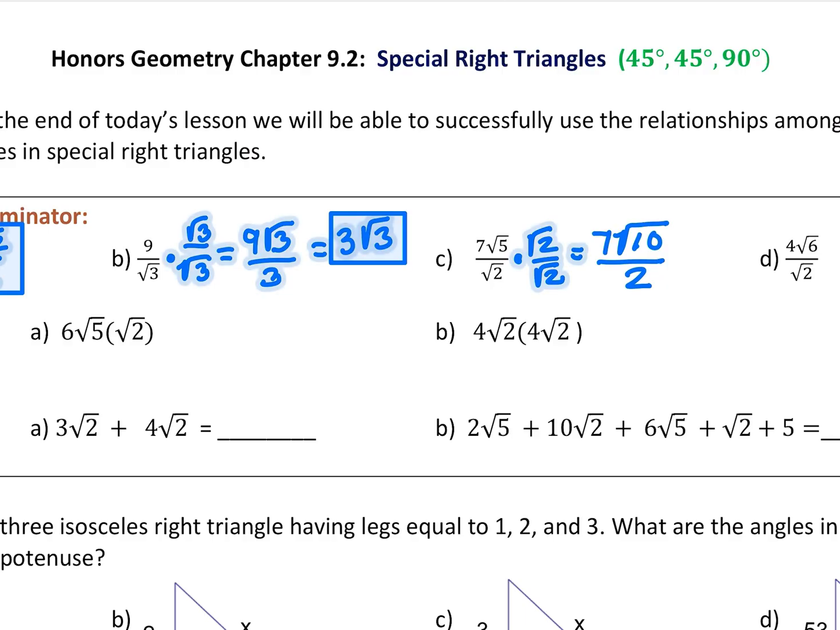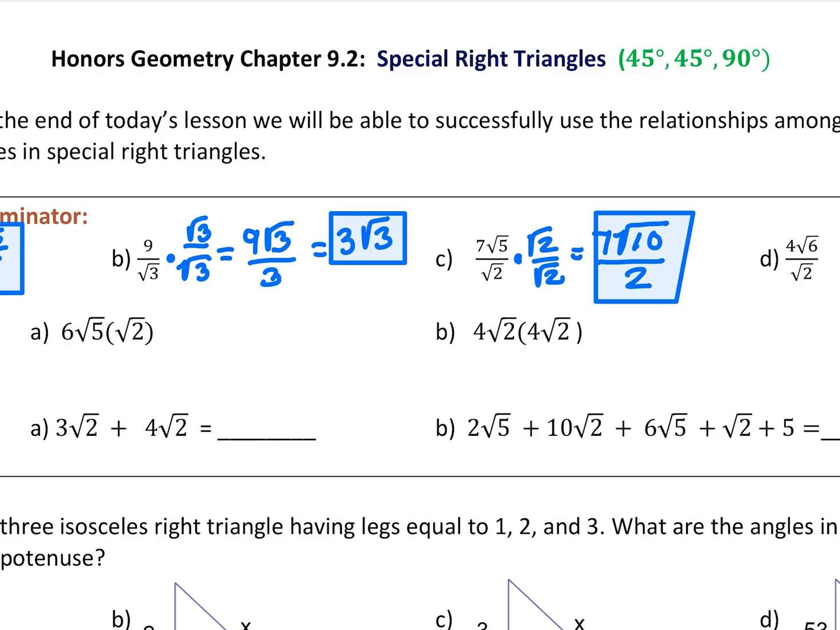You can see this fraction is already simplified. 7 is not divisible by 2, so there are no common factors. We say that this one is simplified. And now we may move forward.